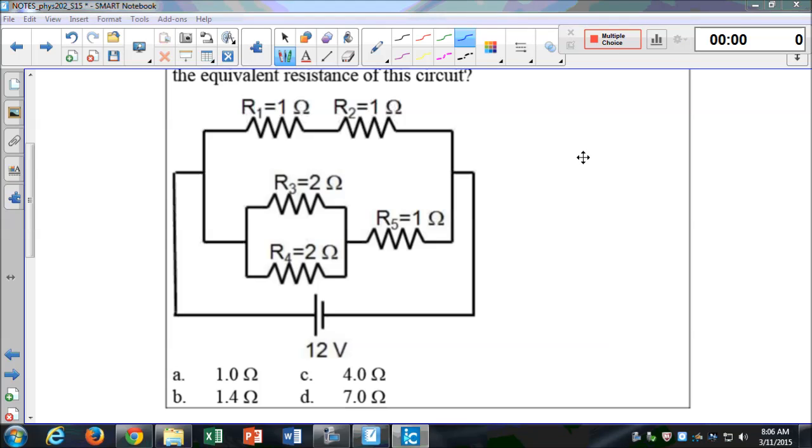All right. What's the equivalent resistance of this circuit? And if you finish this, there's a whole series of questions. Go ahead and answer those questions.